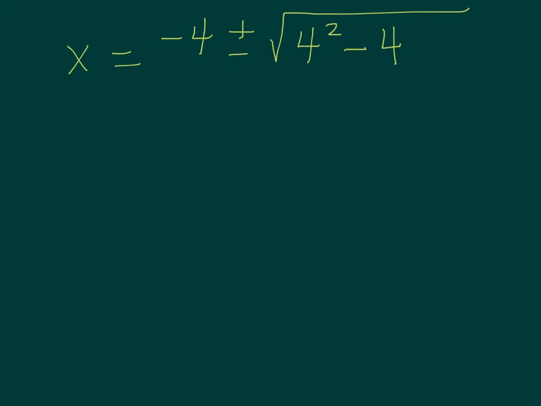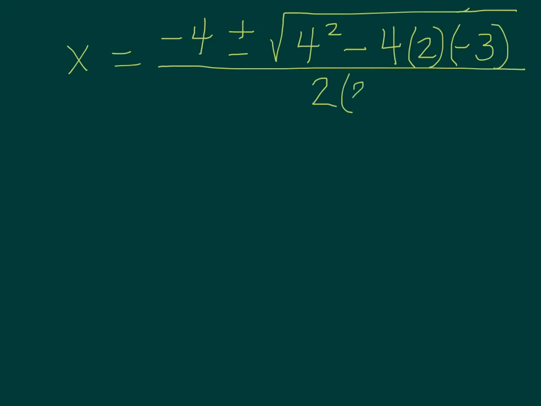So putting our numbers in here for this particular problem, x will be equal to the opposite of b, so that'll be negative 4, plus or minus the square root of 4 squared minus 4 times a, which is 2, times c, which is a negative 3. Make sure you follow along with the signs. All over 2 times 2.